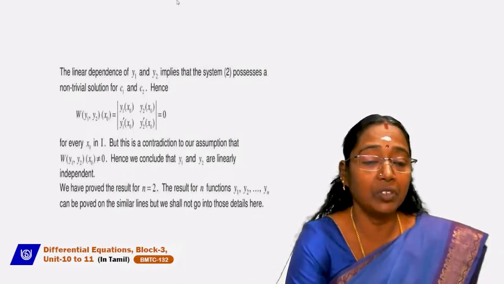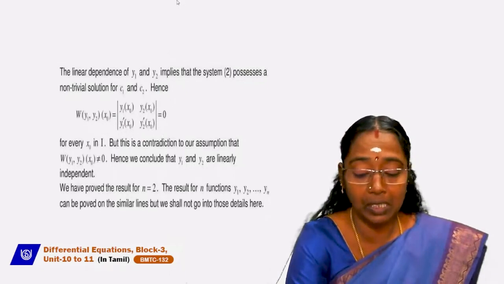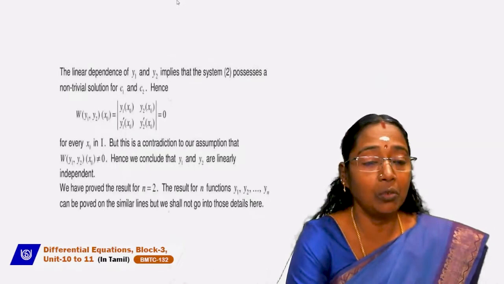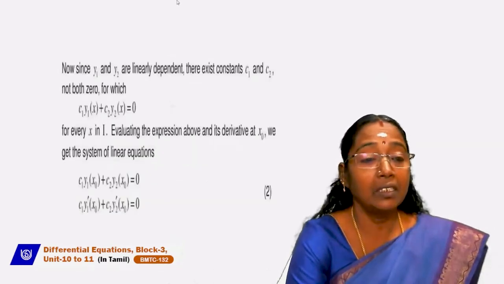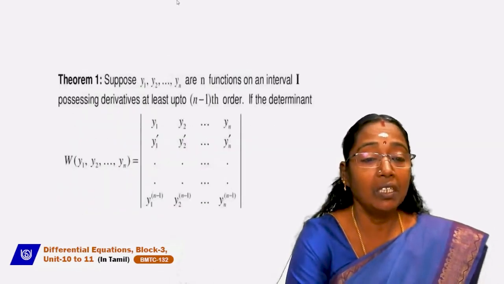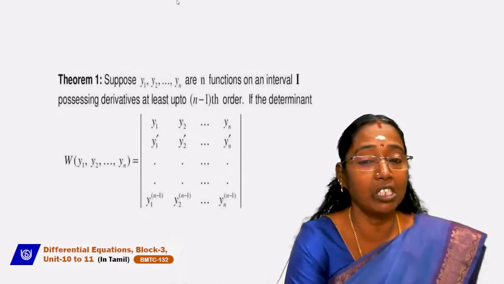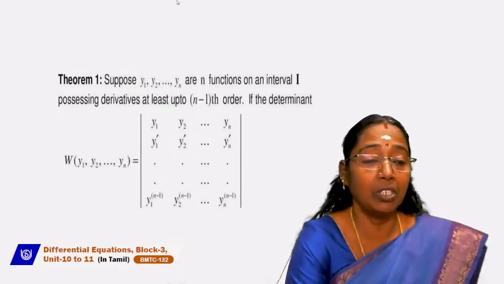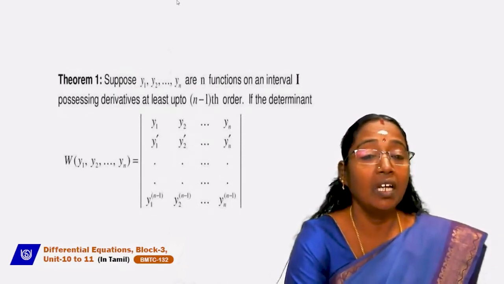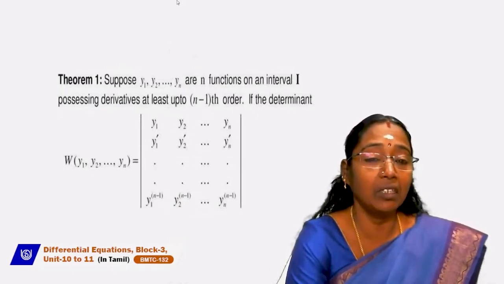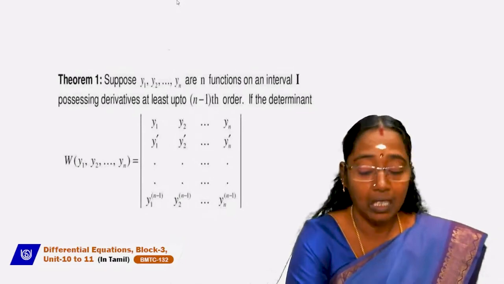The result for n functions can be proved along similar lines, but we shall not go into details here. So, for n functions y1 to yn on an interval I possessing derivatives up to order n minus 1, you write the Wronskian for these n functions. Then if the Wronskian is non-zero, these n functions are linearly independent.